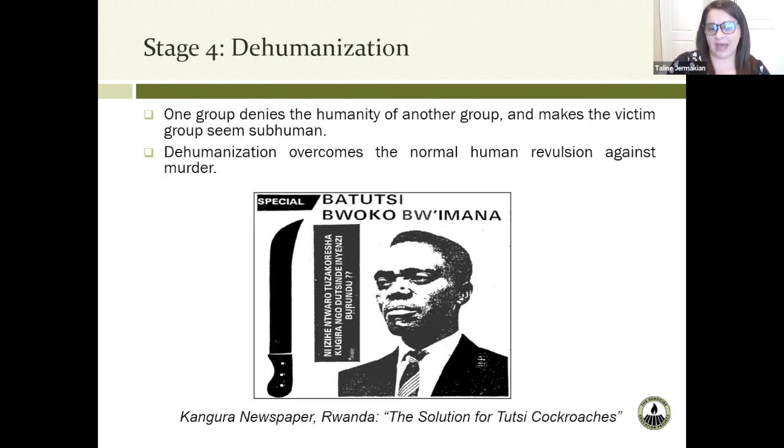Whereas you can look at the Rwandan genocide, there was an extreme level of dehumanization where the Tutsi were known as the cockroaches, dehumanizing them to an animal level. This is a good compare and contrast activity. You can put two genocides together and show how one may have fit in this category, but it didn't fit in the other.